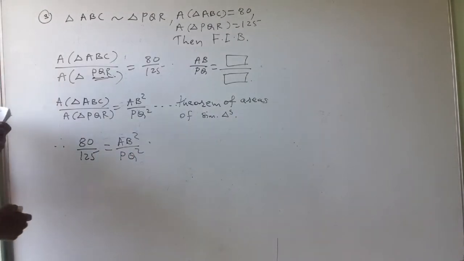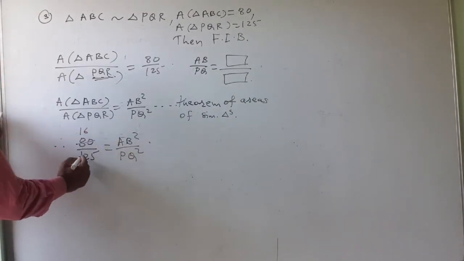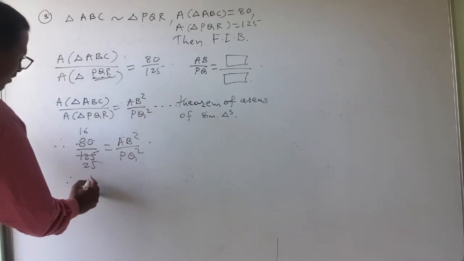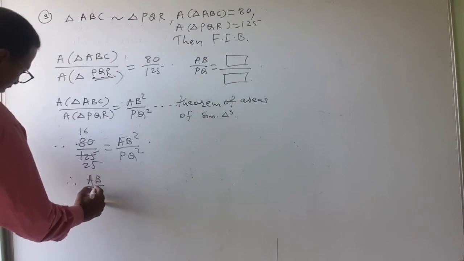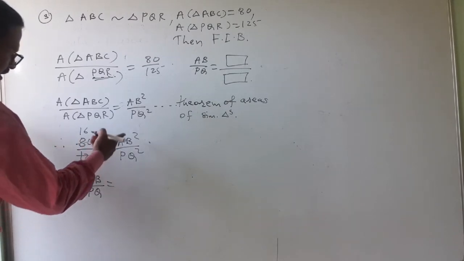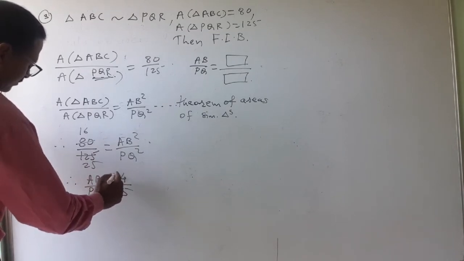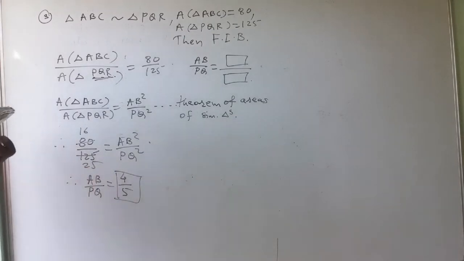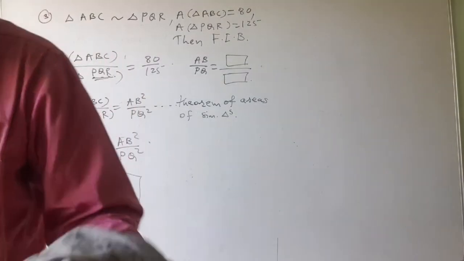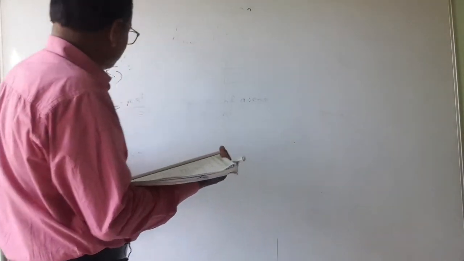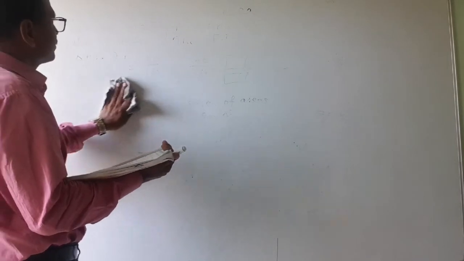Now by 5 I can divide. 5 16s are 80 and 5 25s are 125. So 16 upon 25. So AB upon PQ, how much will it be? Take the square root of this. 4 upon 5. So this would be the answer. So I hope that you understand it pretty well. Now the question number 4. It is also based on the same thing, but I will discuss it.